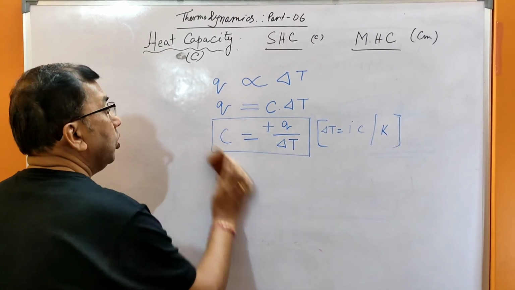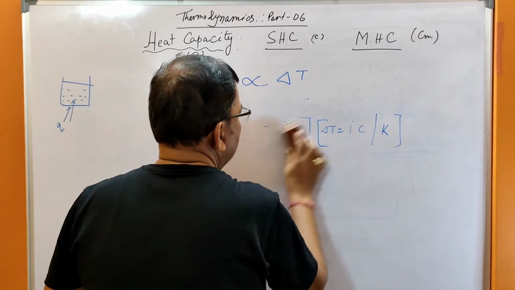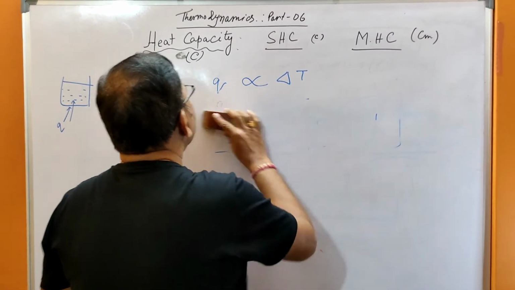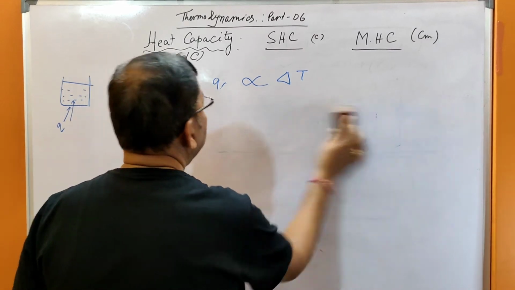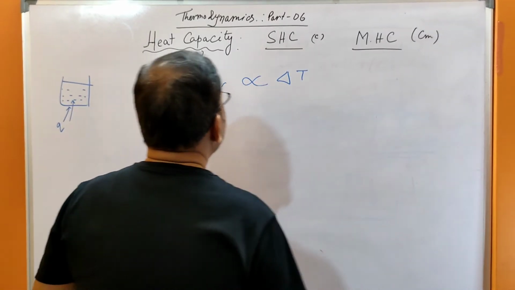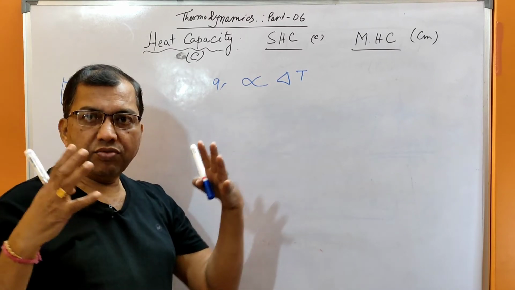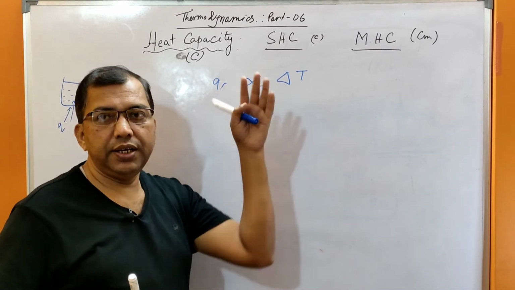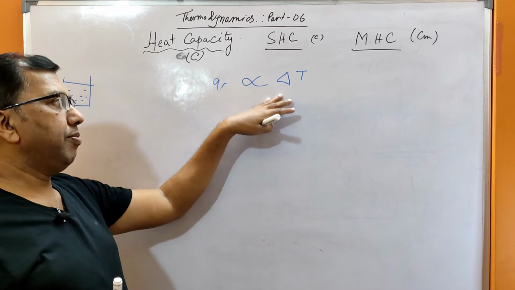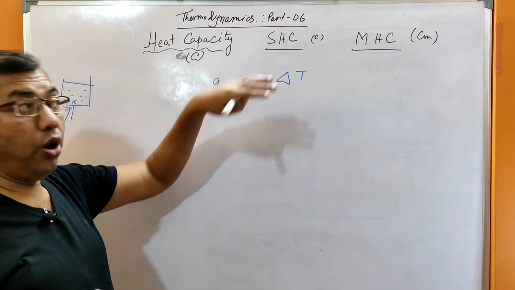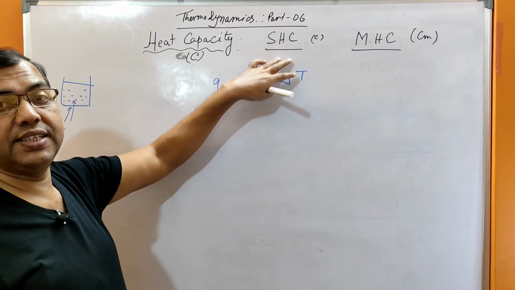Same thing. From here, we can write the specific heat capacity. Specific heat capacity is the heat required to raise the temperature by 1 degree centigrade or 1 Kelvin of 1 gram of any substance.